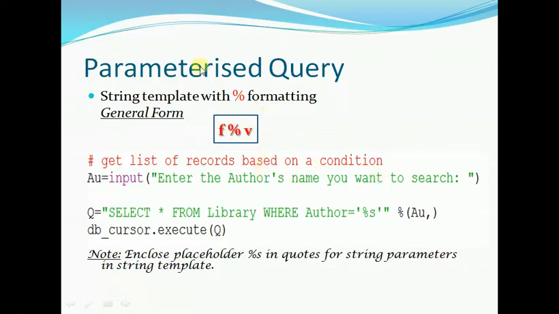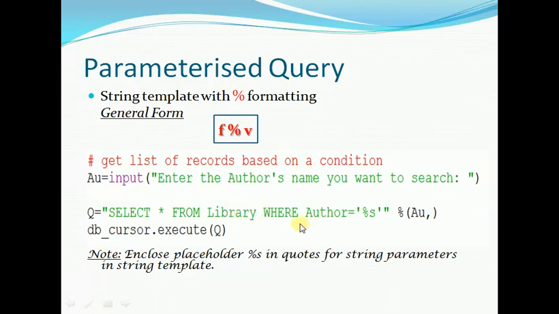That means the user is inputting the criteria, so we need to give a parameterized query. A parameterized query can be given using this string template. The string template form is, we give the formatting string first, then after the percentage sign we can give some values. Look at this example. In this case I want to see the books of a particular author, which is decided by the user while running the program. So that is entered into AU and I want to give that AU to the query.